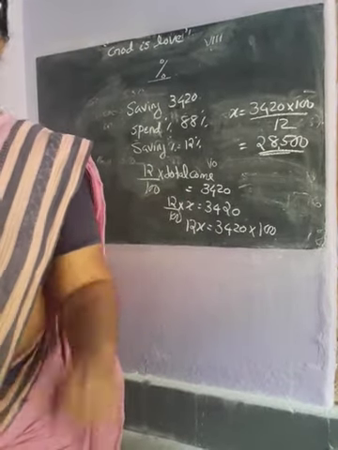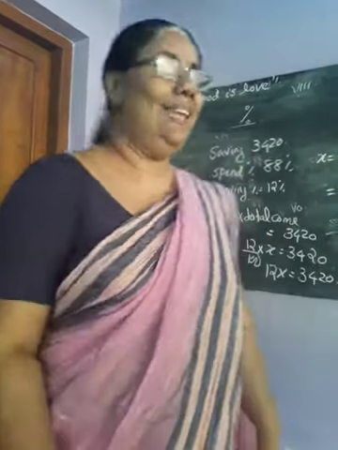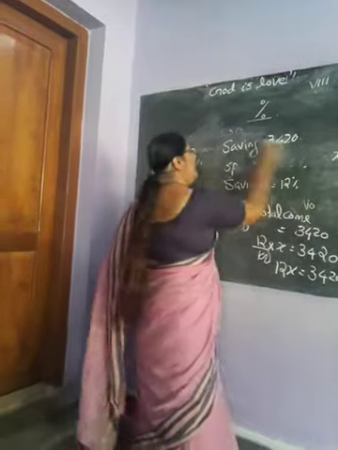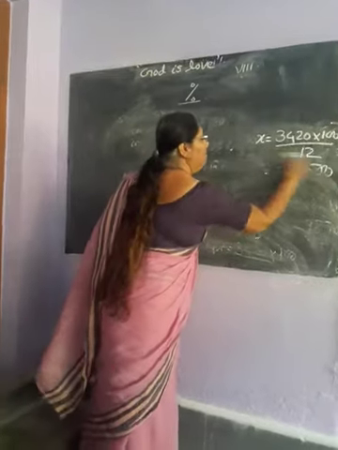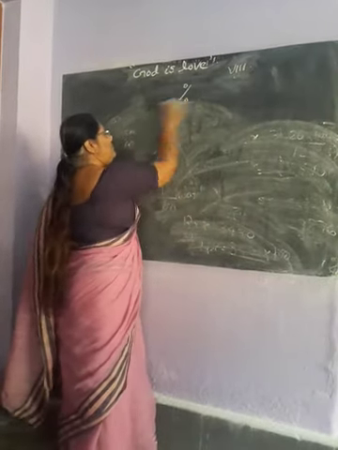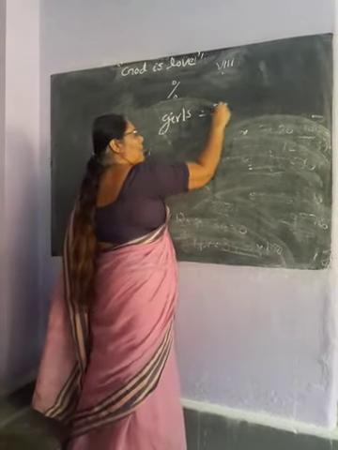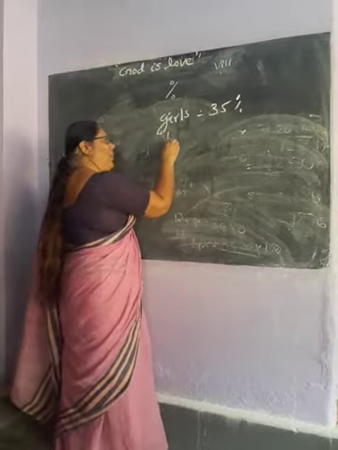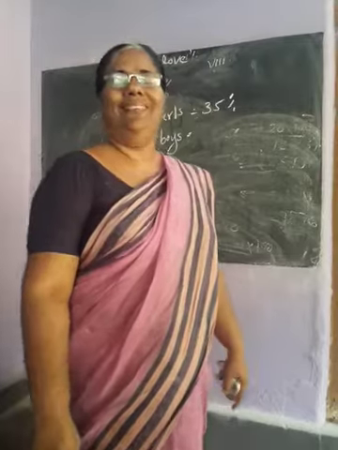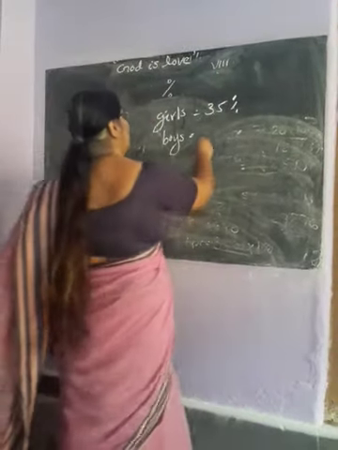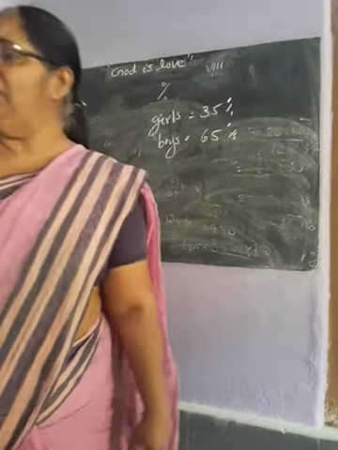Example 3, in a school, 35% of the students are girls. Understand? In a school, 35% of the students are girls. Girls percentage 35%. Then can you find boys percentage? What is 100 minus 35? Very good. 65%. Boys percentage is 65%.